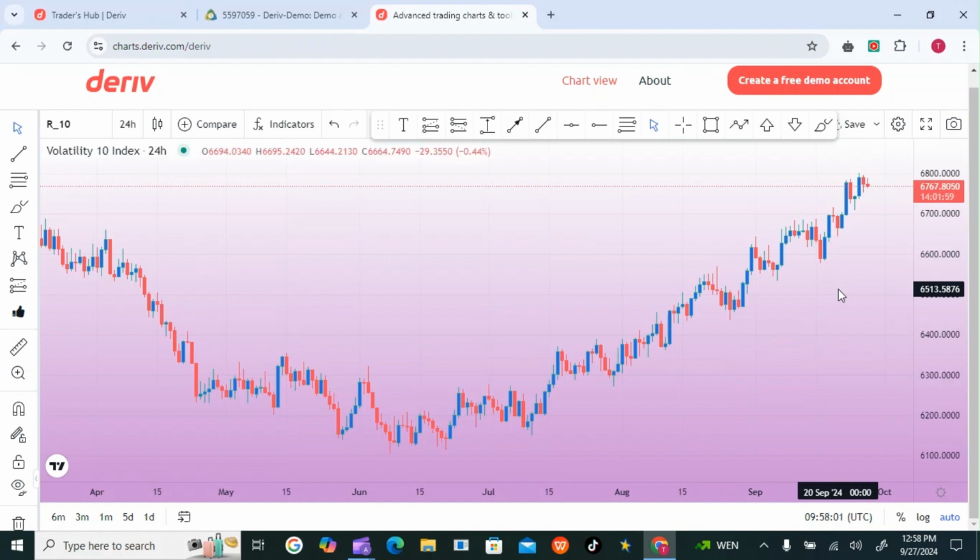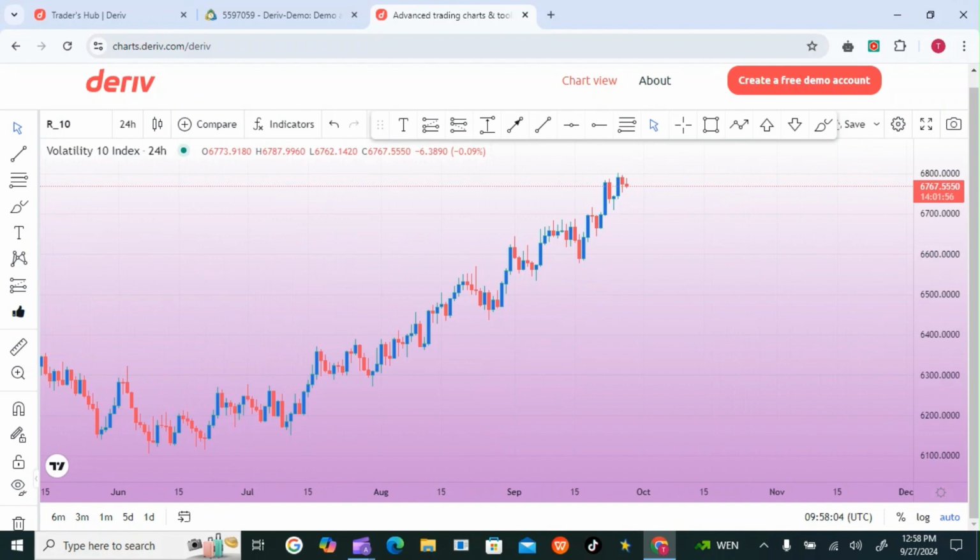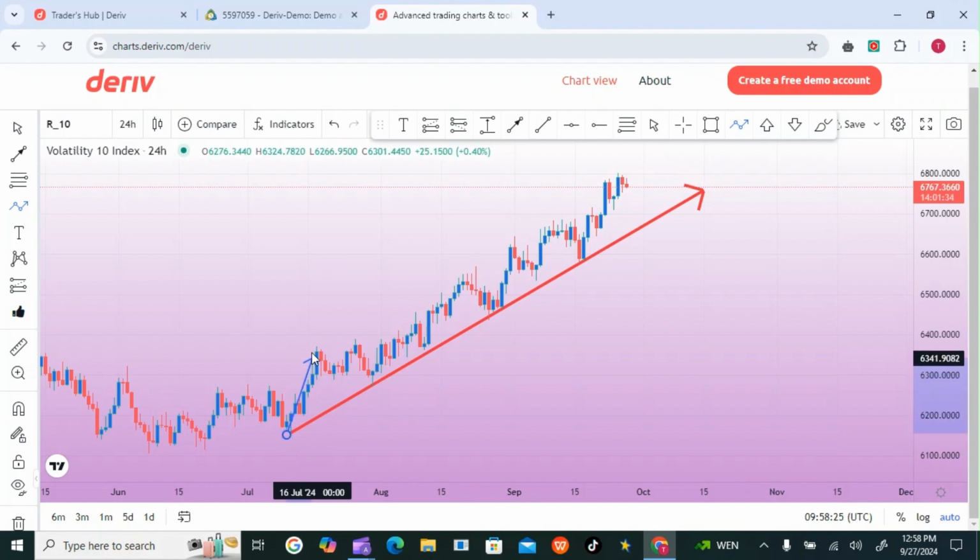And what do we note about the volatility 10 index? We are seeing that it's making an uptrend. The reason is that it's making what we call higher highs and higher lows. So I'm looking for the path. The market is making higher highs, higher lows, higher highs, higher lows, higher highs.